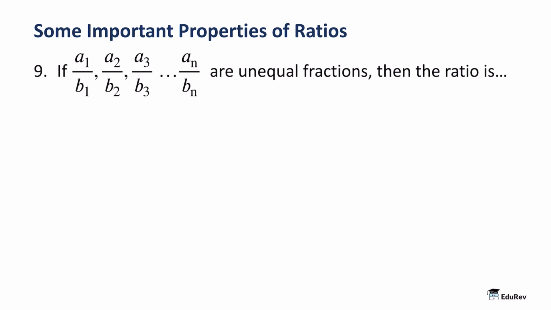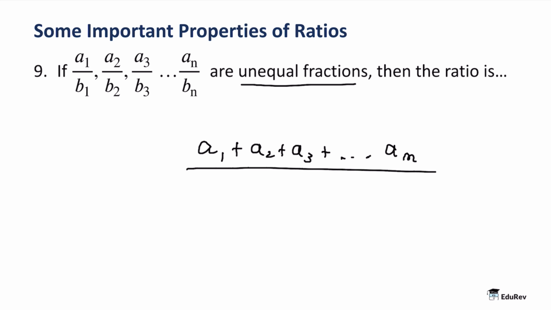So here it states that if A1 by B1, A2 by B2, A3 by B3 till AN by BN are unequal fractions, then what would be the ratio? Okay, so if A1 by B1 and A2 by B2 until AN by BN are unequal fractions, then the ratio would be A1 plus A2 plus A3 till AN divided by B1 plus B2 plus B3 till BN.